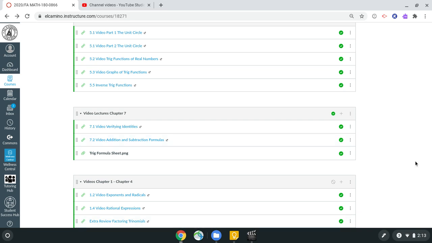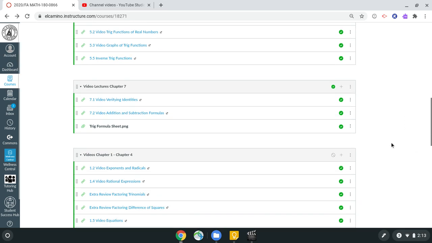Right, we are going to cover 7.3 here, more formulas. So let me show you. I went ahead and put a trig formula sheet here for you guys on Canvas.